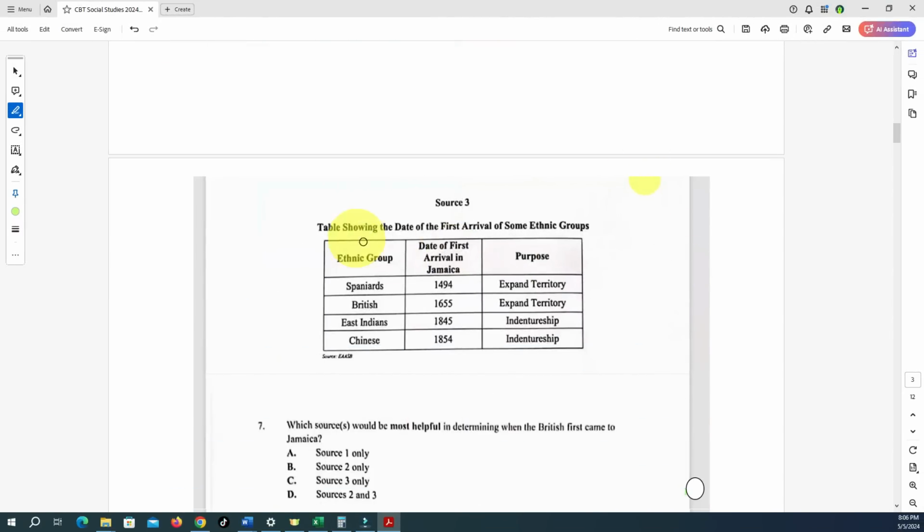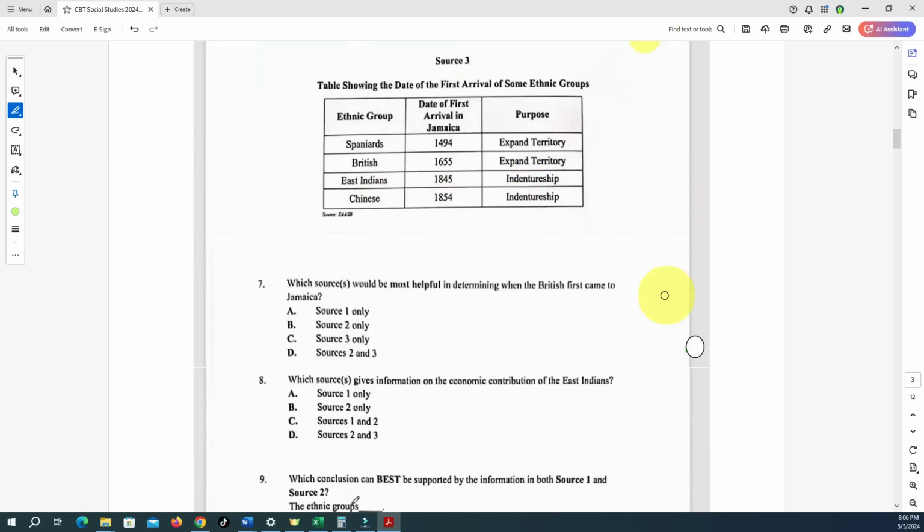Now, source 3. Table showing the date of the first arrival of some ethnic groups. So, ethnic group in this column, date of first arrival in Jamaica in this column, and purpose. Spaniards 1494 for expand territory. British 1655 expand territory. East Indians 1845 indentureship, and Chinese 1854 indentureship.